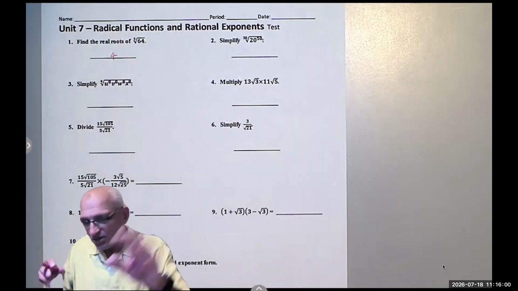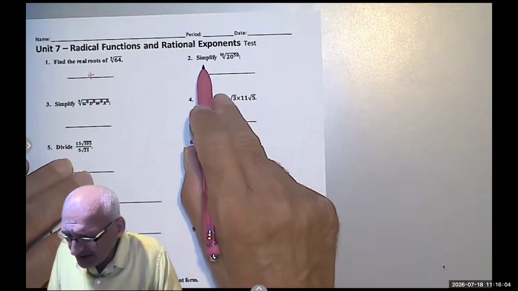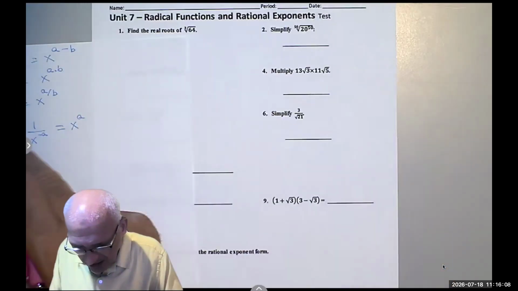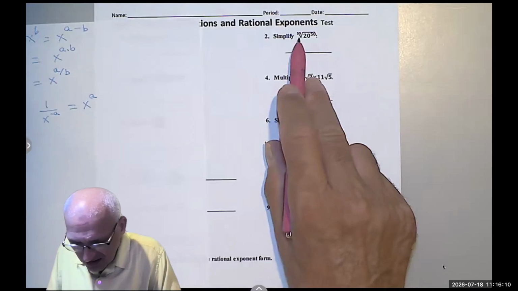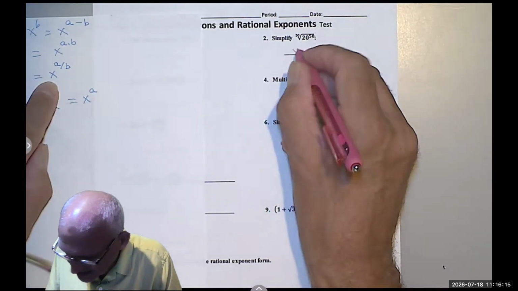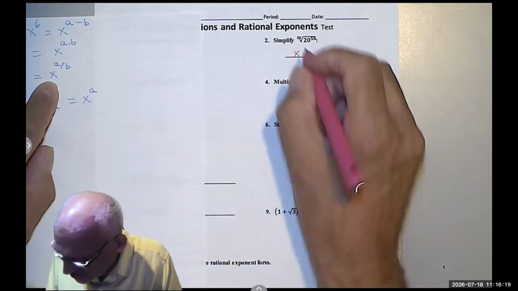Okay, we'll talk about that when we go to complex numbers. Simplify the 50th root. Oh, I just saw that. So here, B is 50 and A is 50. So the answer is X to the A over B, 50 over 50, which is 1.